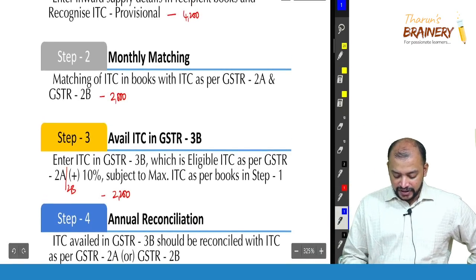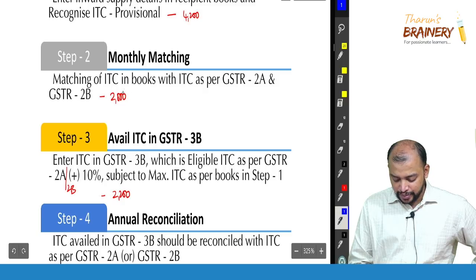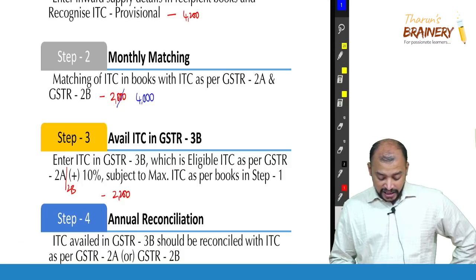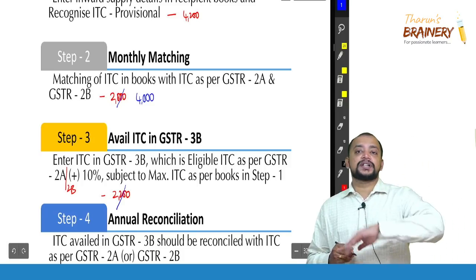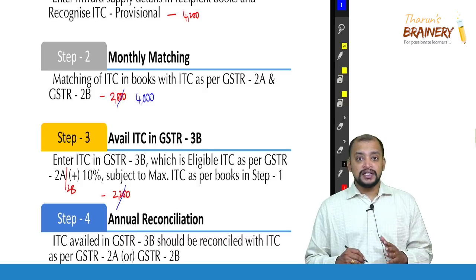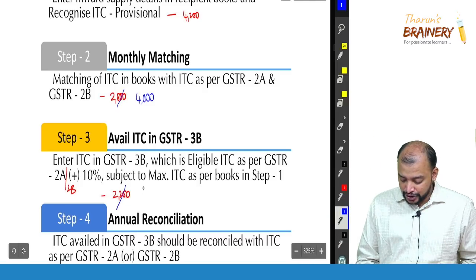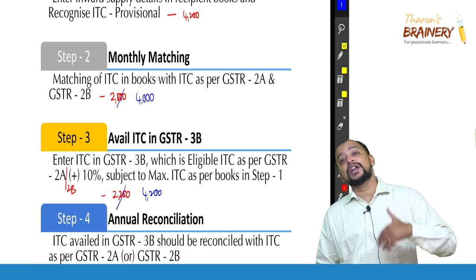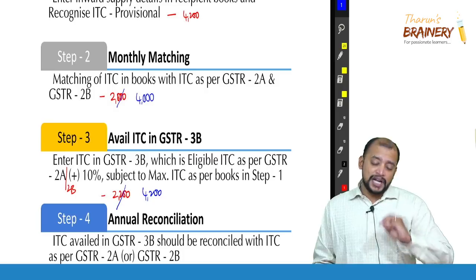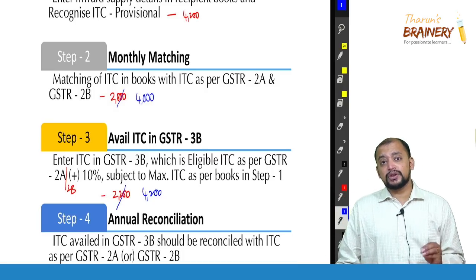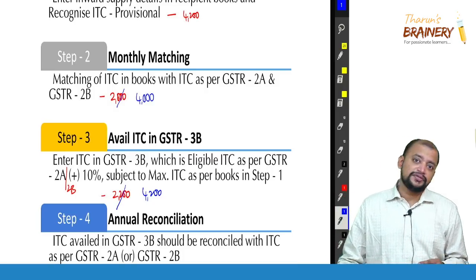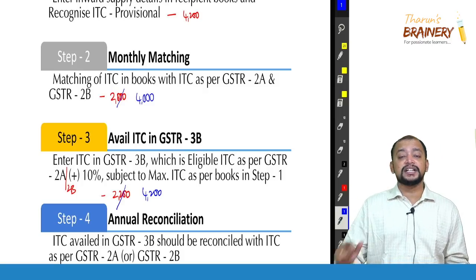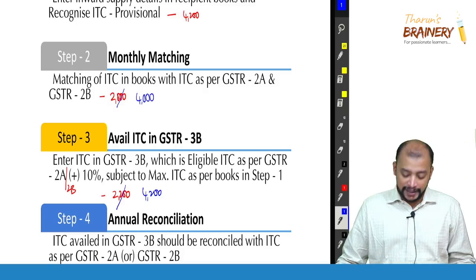Suppose the matched ITC is 4,000 rupees, then how much can be taken as credit? 4,000 plus 10%, but subject to a maximum of 4,200. So 4,200 only can be taken as credit. When we add 10%, it comes to 4,400 rupees, but we can take only 4,200 as credit. We cannot take 4,400 as credit. Maximum is ITC as per books as per step number 1.